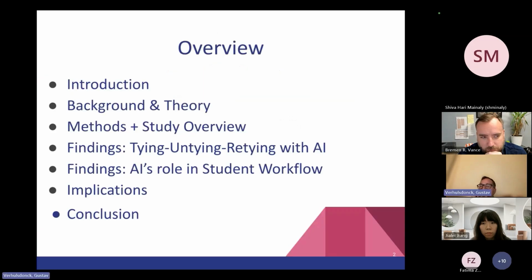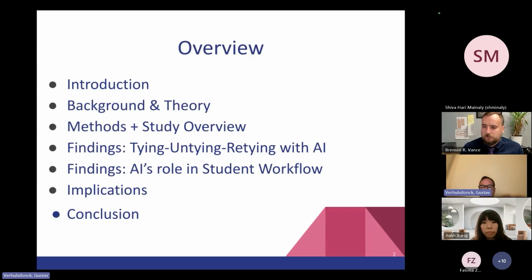So this is a quick overview. We'll get started on our background and the theory of how we approach this study. And then Jialei will talk about the methods for studying this. And then what we will do is we coded our data based on knotworking categories. Knotworking, by the way, is by a Finnish researcher of socio-technical processes. And so in knotworking, there are characteristic phases of tying with the technology, then untying, and then retying in a new way. So we saw that happening with AI.